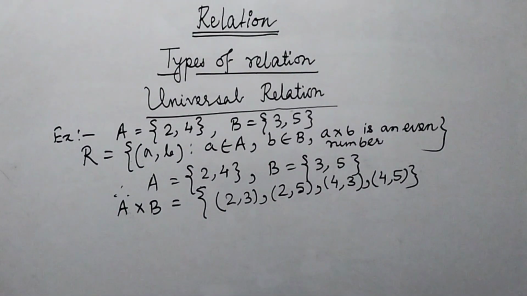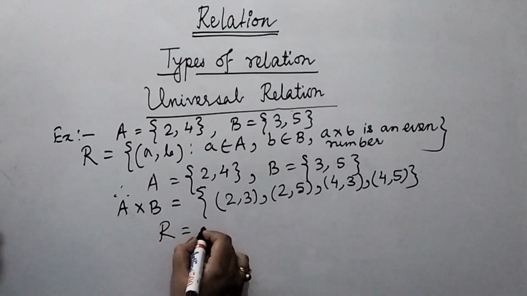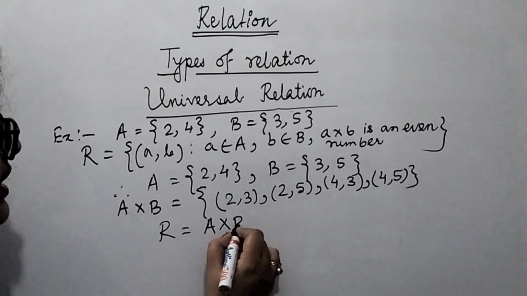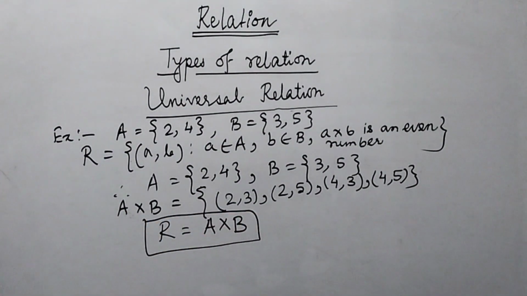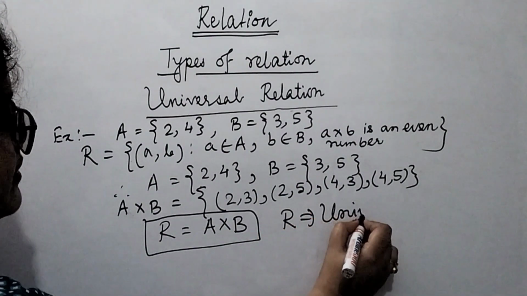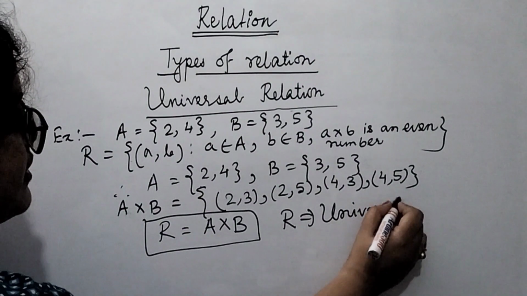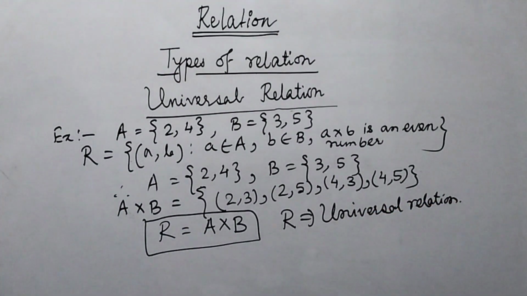Okay? So here we get that R is equal to A cross B, meaning all the elements of A cross B are satisfying the definition, the structure of R. So in this case, R is the universal relation. Hope the concept of universal relation is clear to everyone.